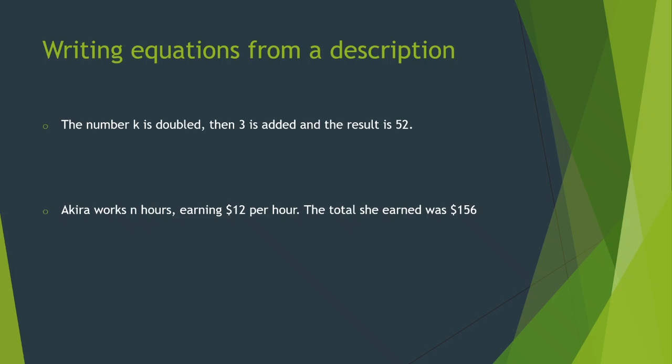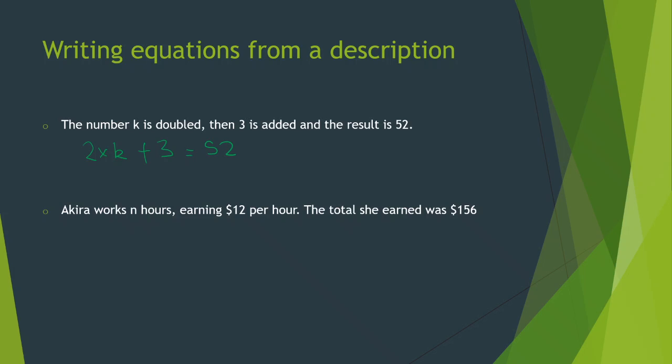And these are the type of questions that you will get when you have to change a worded equation into a maths equation. So for example, here we have the number k is doubled. So straight away I know that that's 2 times k. And then 3 is added, so plus 3. And the result is 52. Hopefully your 5s look a lot like 5s, unlike mine, which look like S's.